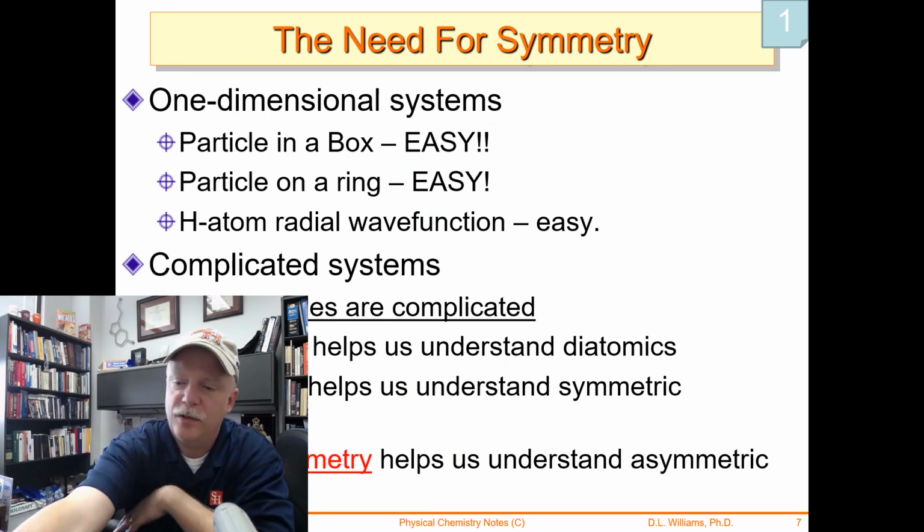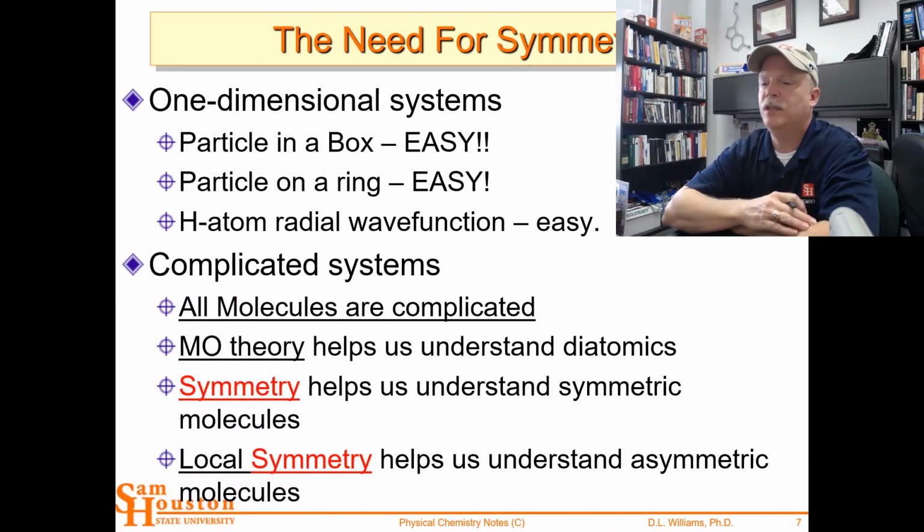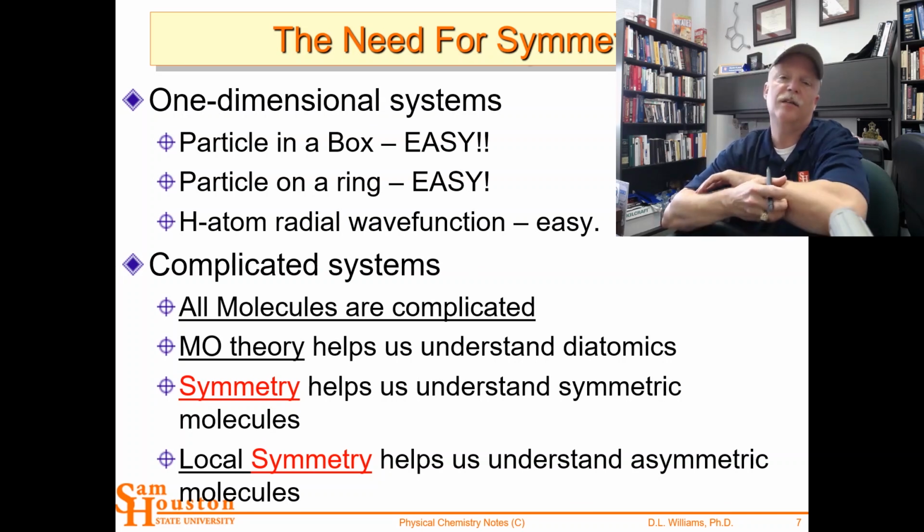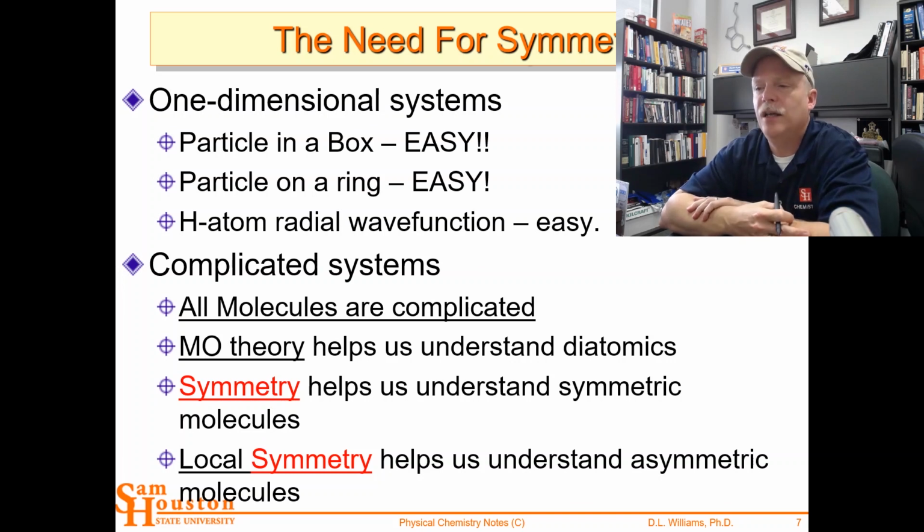So, the need for symmetry. We've looked at the particle in a box. It's easy. Even the particle on a ring is easy, still one dimension, but it's a rotational system. The hydrogen atom is not so easy. That's why I put it in lowercase. But then all molecules are complicated, even a diatomic. We need molecular orbital theory. It helps us understand diatomic bonding. But then symmetry helps us understand everything, that's a molecule up.